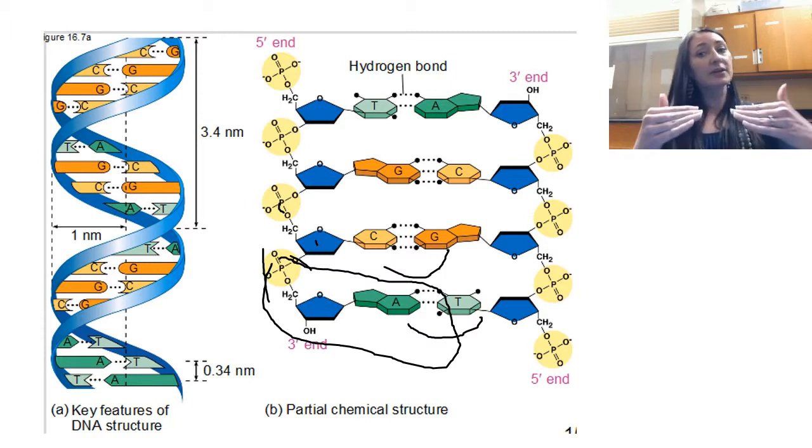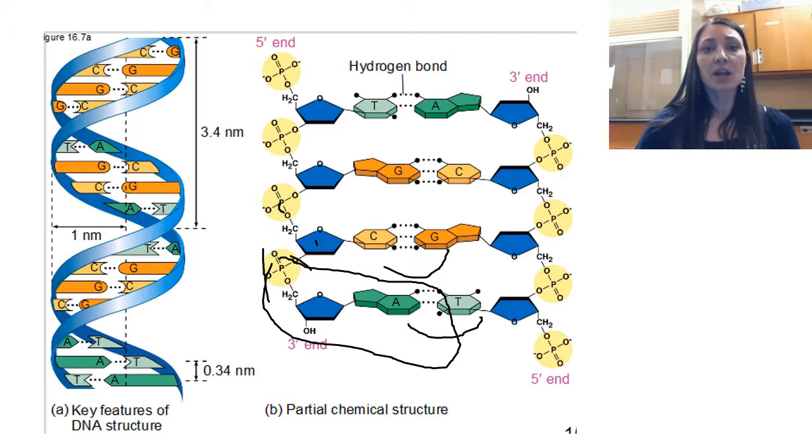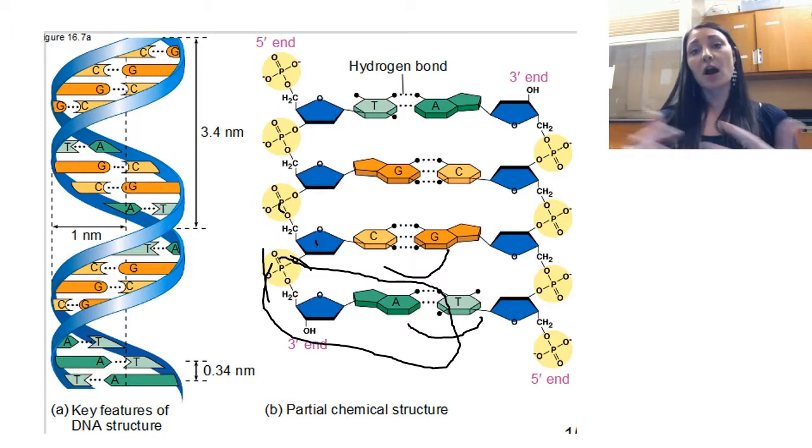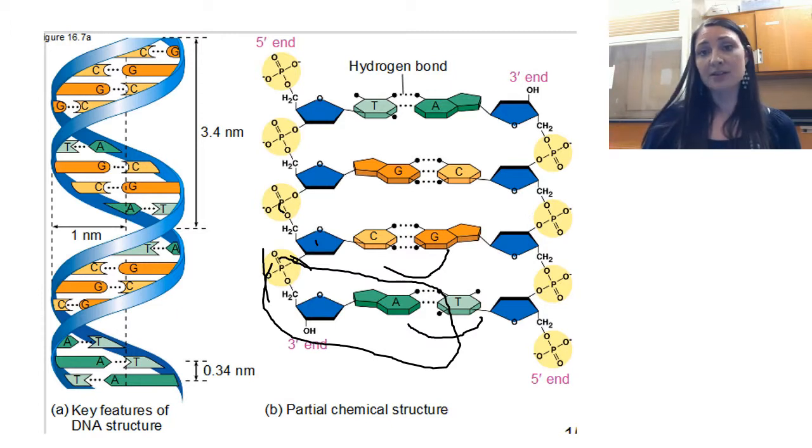Those bases can be different and have different orders coding for different protein products. Those bases are held together in the center by hydrogen bonds. We'll talk later about the importance of hydrogen bonds, but it's a fairly strong yet weak force at the same time.